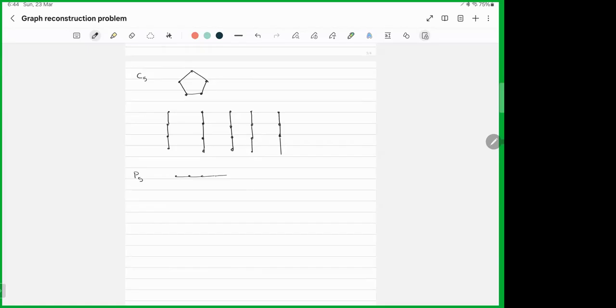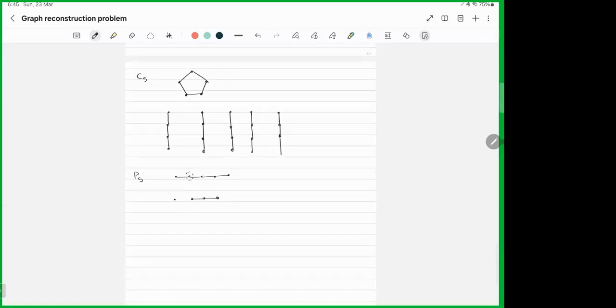Okay, that's not true, right? Yeah, that's not true, because if you take out a vertex, suppose from the middle, then there will be disconnected paths. In fact, I think for all cycles, we could reconstruct the graph uniquely. Yes, for all cycles we can actually reconstruct the graph.